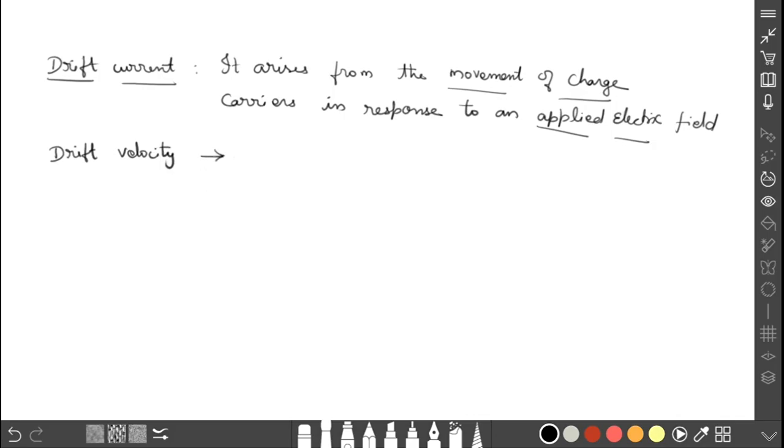The drift velocity increases with increasing electric field. If the electric field is increasing, then the drift velocity also increases. So if we increase the electric field, automatically the drift velocity also increases. The drift velocity contributes to the mobility of the carrier.